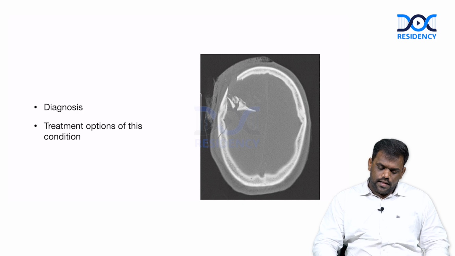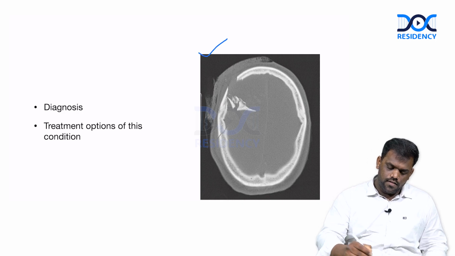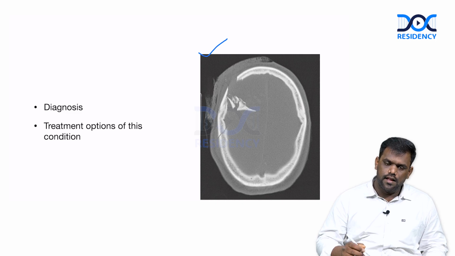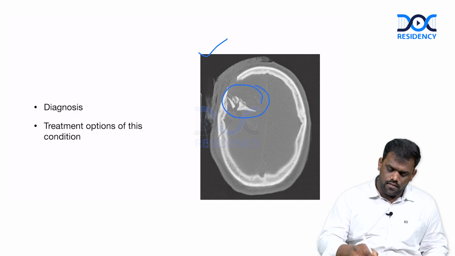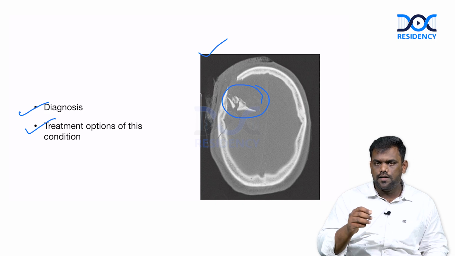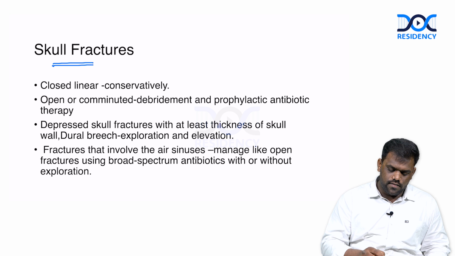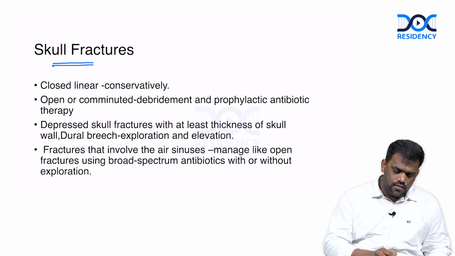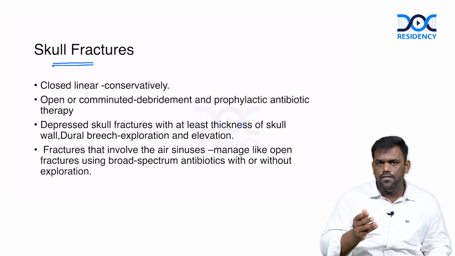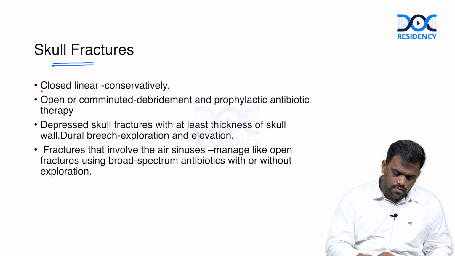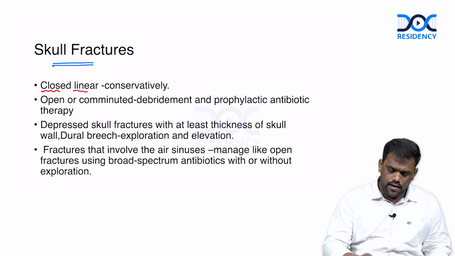Suppose the patient's CT shows like this. What is this? This is a plain CT scan of the head. The skull bone is showing a fracture. What is the diagnosis, and what are the various treatment options for skull bone fractures? The first diagnosis is that the patient has a skull fracture. Now, what are the treatment options for the various skull fractures? Suppose the patient has only a closed linear fracture, you can treat it conservatively.